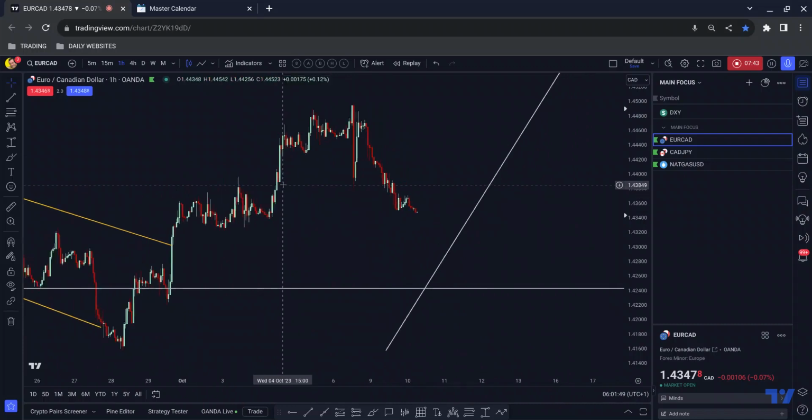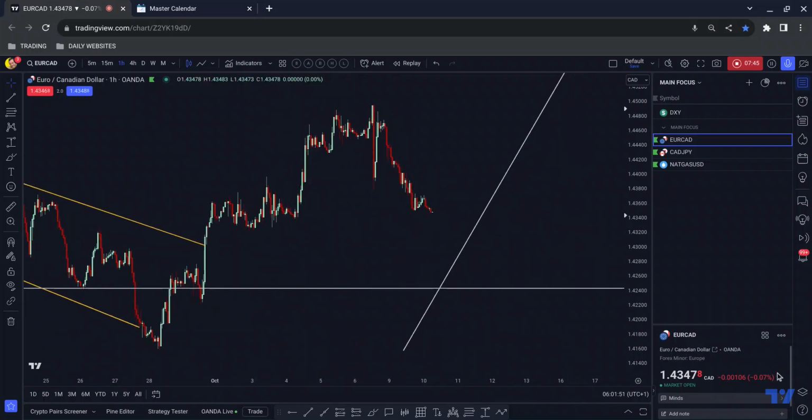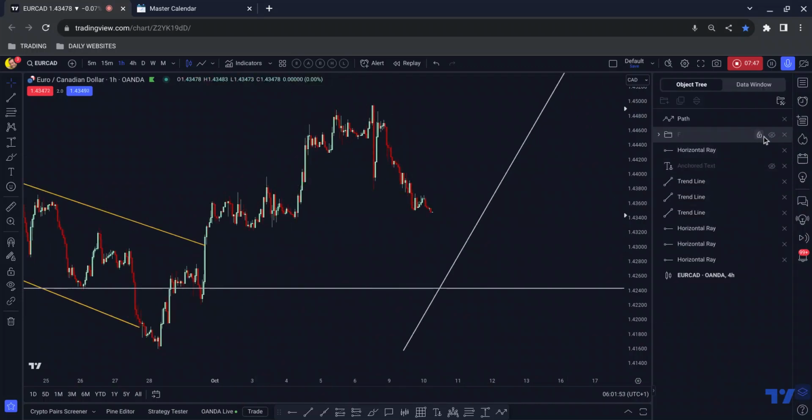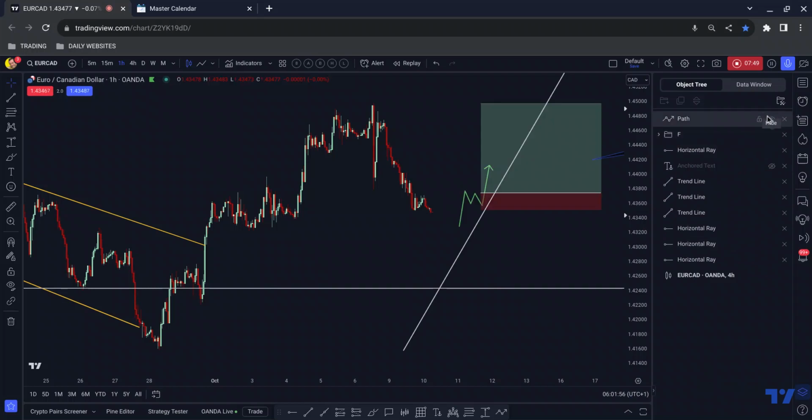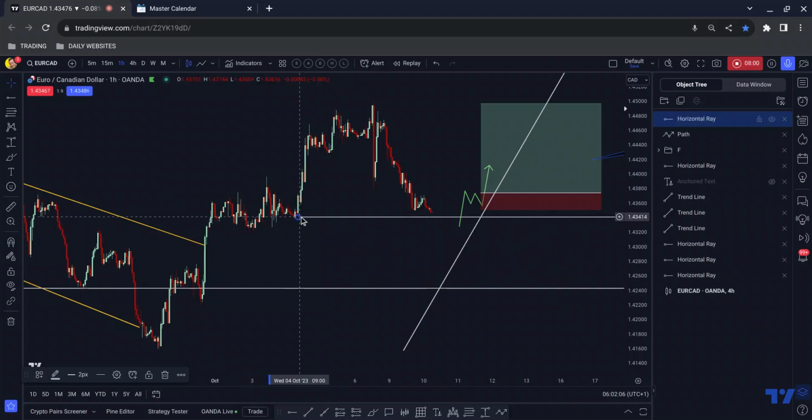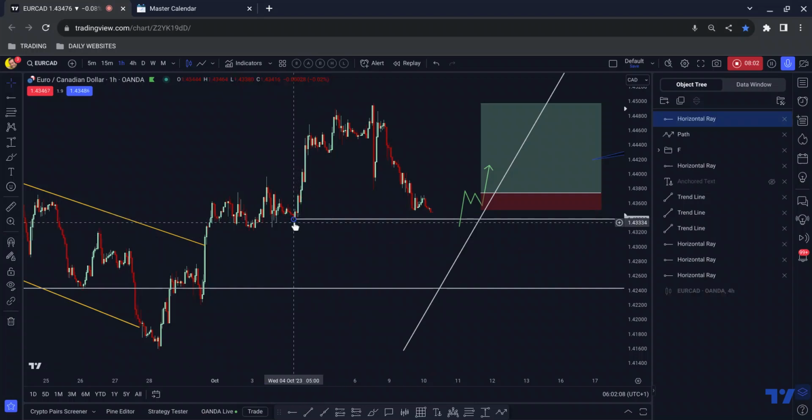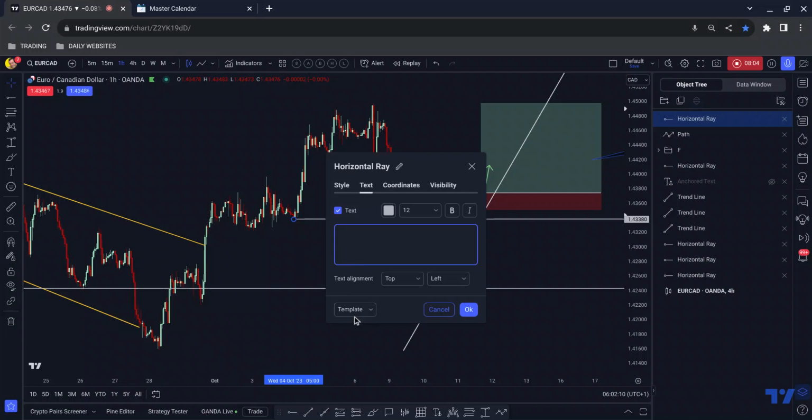Okay, so what I'll be looking for today, with all of this in mind, and bearing in mind that we've done what we need to do on the higher time frames, I did have a ray line on the chart, but that's mysteriously vanished. So let's get that back on the chart, right? So that is the area of value.